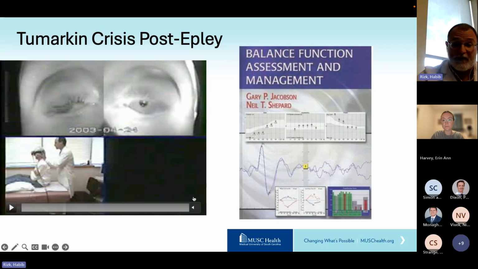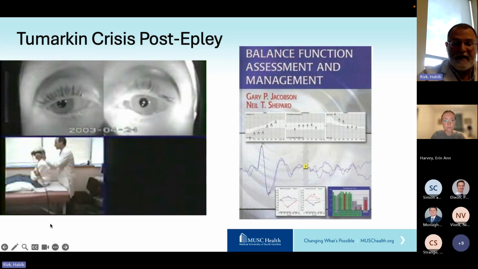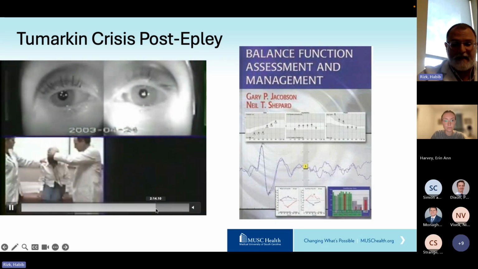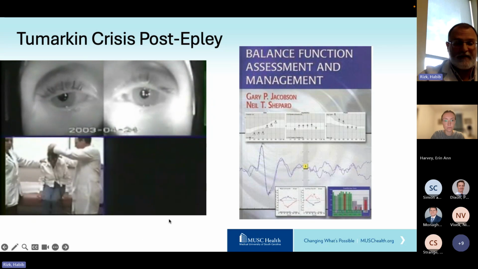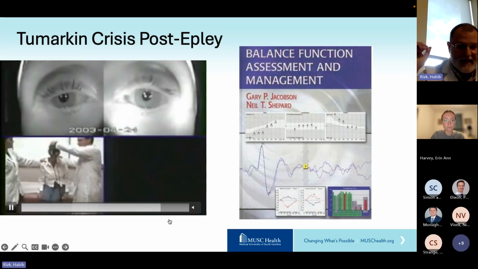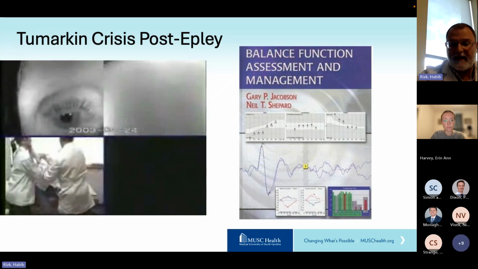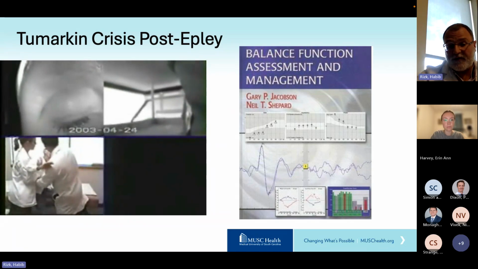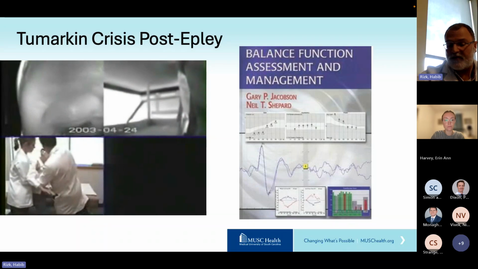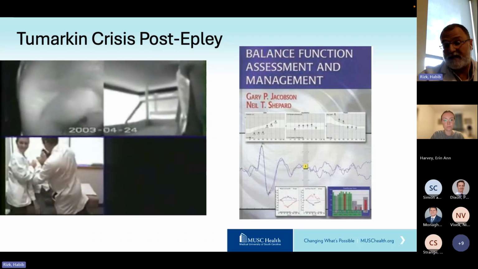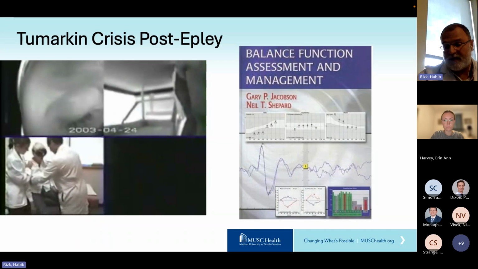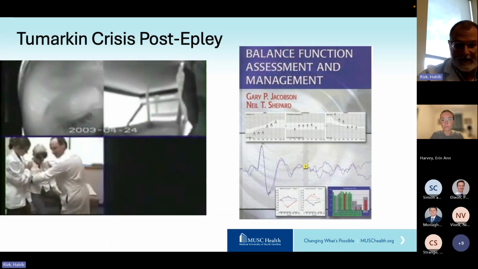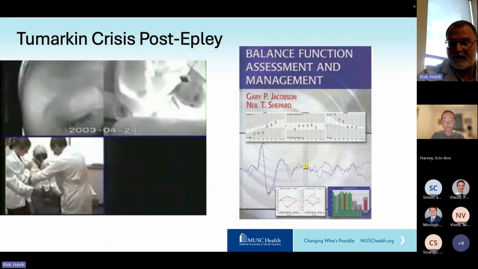This is a nice video from the Jacobson and Shepard book. And I'll show you. This lady had an Epley repositioning, and as she was sat up after the 3 maneuvers of the Epley, the otoliths basically entered the vestibule very quickly, and then suddenly there was a fluctuation of pressure along the utricular membrane that led to this, what you just saw here, a sudden collapse to the side or to backwards. So I would never do an Epley in clinic and walk away from a patient. It can happen after a few seconds, and you need to be able to catch them.